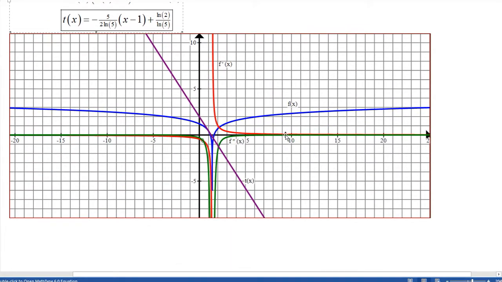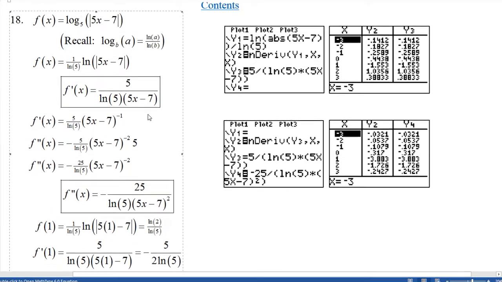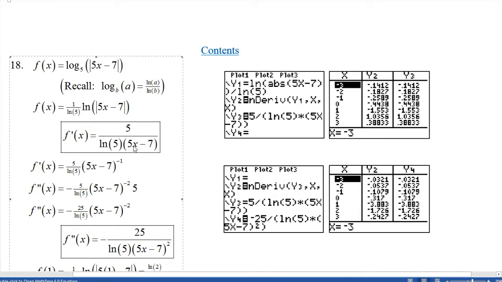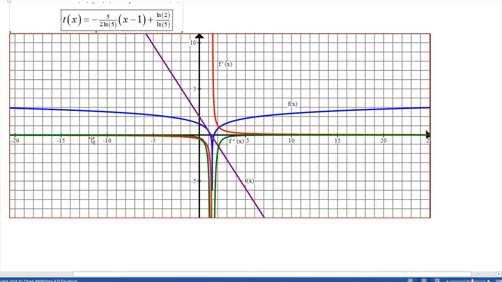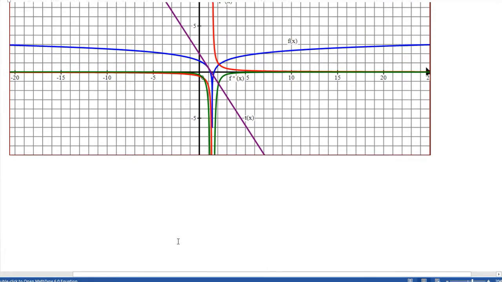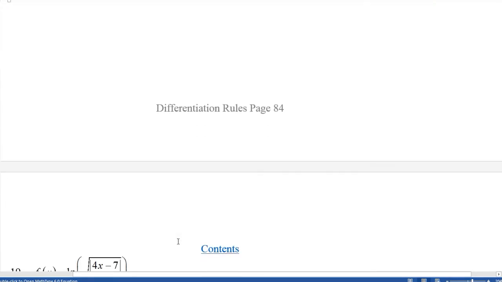So the second derivative, notice the green graph, is always below the x-axis. That means the derivative function is decreasing everywhere it's defined, on this piece and on this piece separately. And the original function is concave down, both on this piece and this piece. To the left of the vertical asymptote at 7/5, the first derivative is negative because that factor is negative. And so we see that the red graph is below the x-axis to the left of the vertical asymptote, and the original function is decreasing. So that gives you a good look at that particular function.